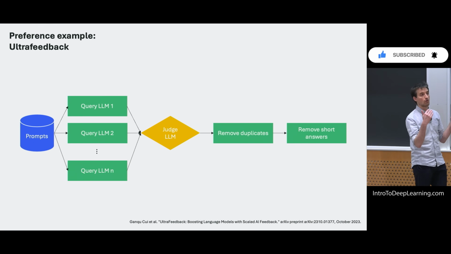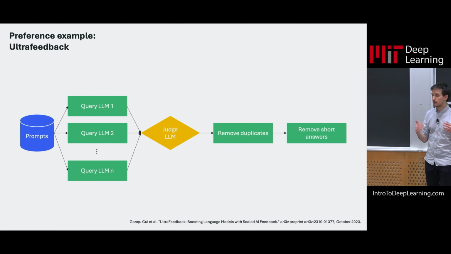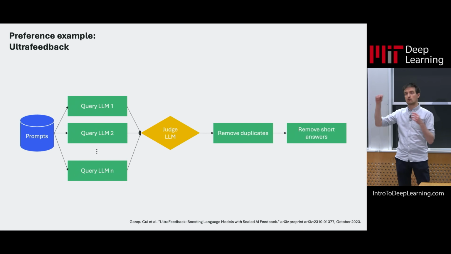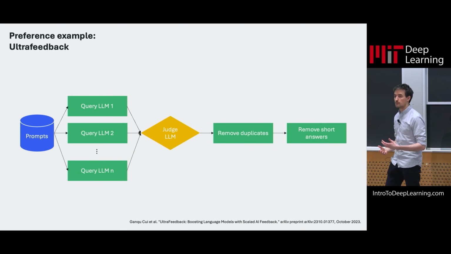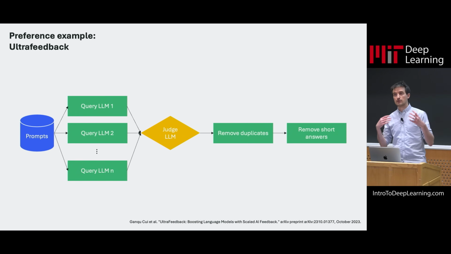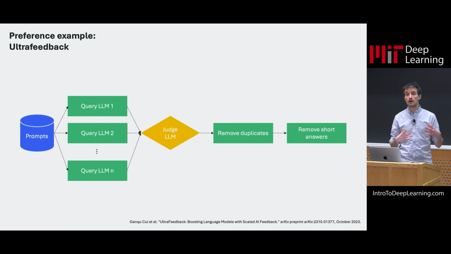We're going to score each answer. We take the top one as the chosen answer, and we take the worst one as the rejected answer. Then you can remove the duplicates, you can remove short answers, but this is the idea behind it, and this is a really good way of creating preference datasets.